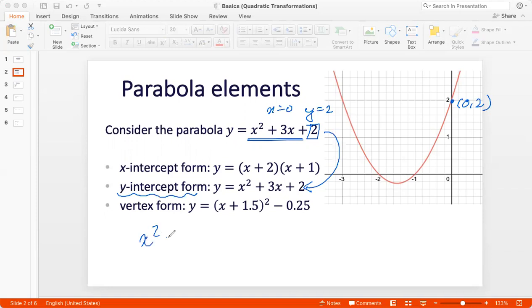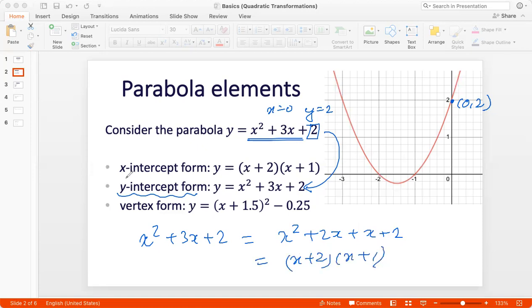So x squared plus 3x plus 2, when you split the middle term, you can write it as x squared plus 2x plus x plus 2, which is (x plus 2) times (x plus 1). And that is the x-intercept form, because this gives you the x-intercepts minus 2 and minus 1. You can see that this parabola has x-intercepts at negative 2 and negative 1. So since you can see those numbers as constants, this is known as the x-intercept form.